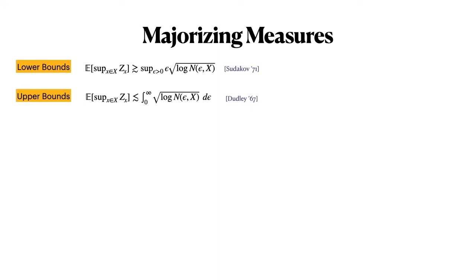So now we can come to majorizing measures. We saw this lower bound on the expected supremum in terms of the cardinality of the epsilon net at a single scale, and we saw this upper bound that was proved by chaining. It turns out that both of these bounds are not tight. The gap can be arbitrarily large.